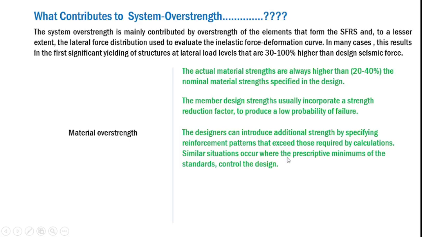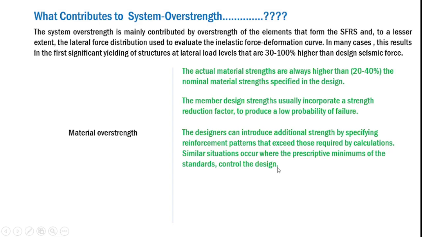Similar situations occur where the prescriptive minimums of the standards control the design. So this is very simple. For example, when we talk about reinforcement patterns that exceed that required by the calculations, suppose that we designed a column and arrived at 13 numbers of 20 dia bars. Instead of 13, obviously we will go for 16 numbers, which means that this reinforcement pattern of 16 is much higher than that obtained by the calculations, that is 13-20. So this will again introduce some material overstrength.